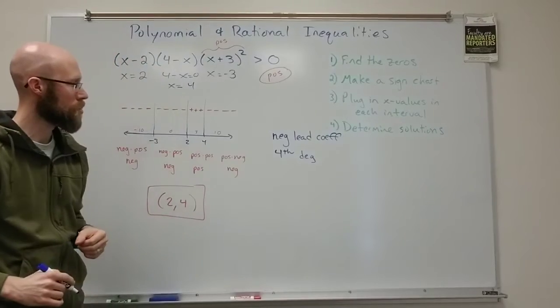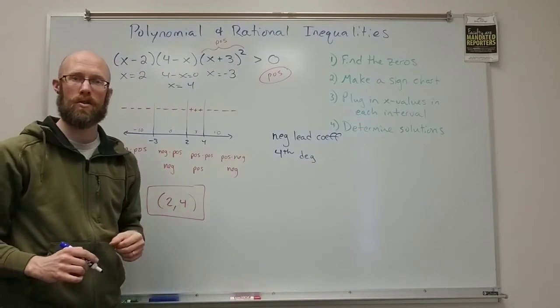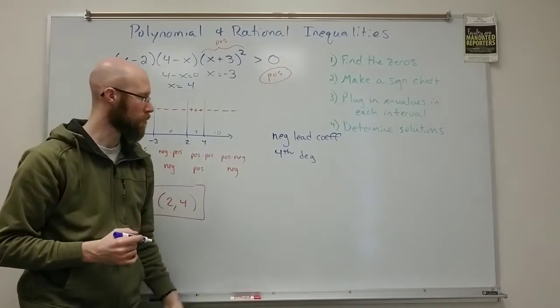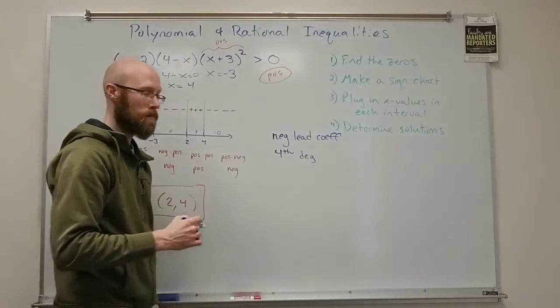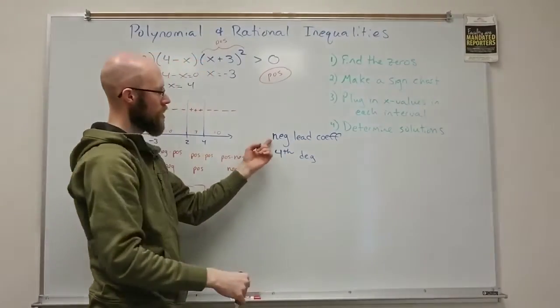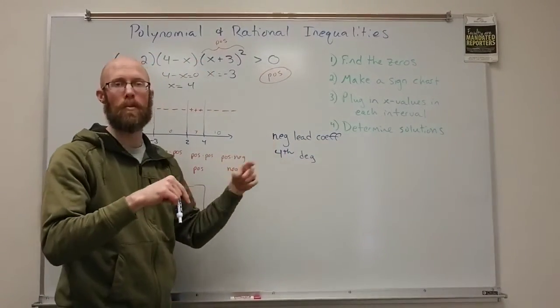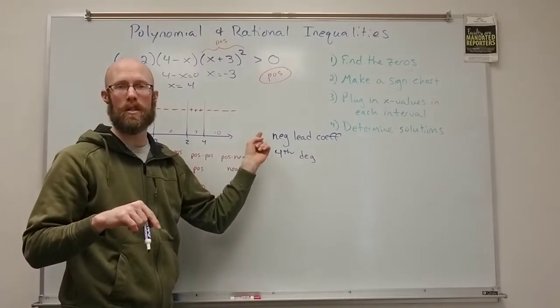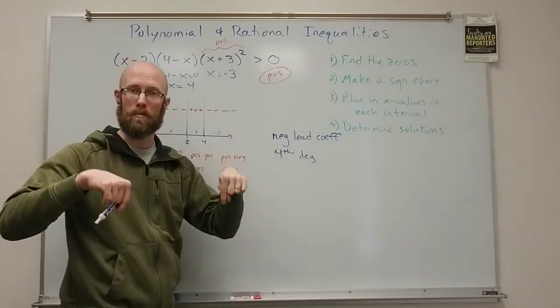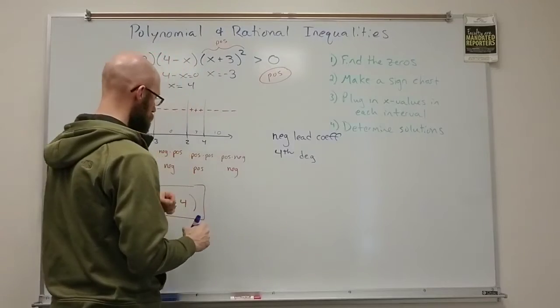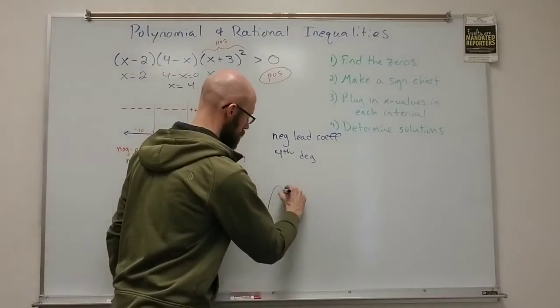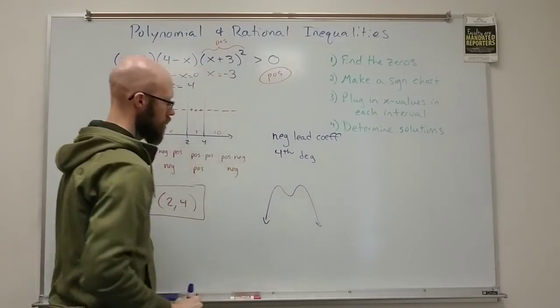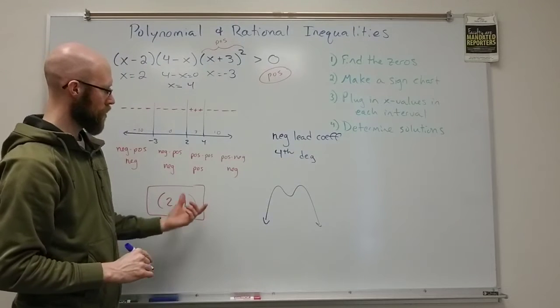degree. So I know my graph is going to be kind of an M shape, right? 4th degree, both tails go down, negative leading coefficient, right? Or both, 4th degree makes them go in the same direction, negative leading coefficient makes them both go down. And in between, it's going to look kind of like this M. Okay, so what does that tell me?